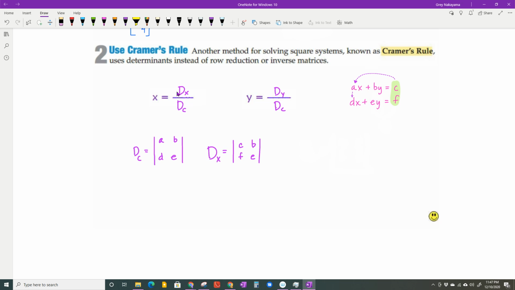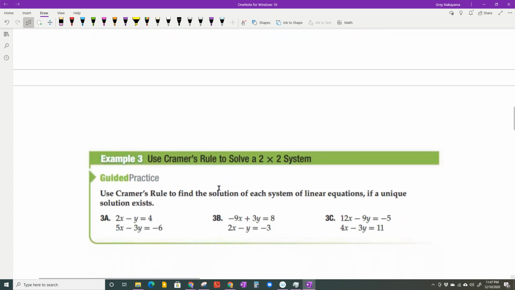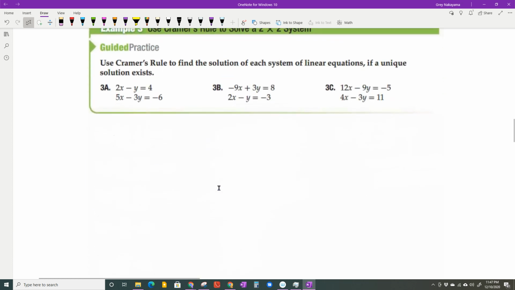Now to go to D of Y, I'm going to take my first column of X coefficients, which stays the same, and now I'm going to take the constants and replace them in the Y coefficients. And then you just calculate it as normal, because you know how to calculate determinants. So let's do a 2 by 2 real quick, and a 3 by 3, and then we're going to be done. All right, use Cramer's rule to find the solution of each system of linear equations if a unique solution exists.